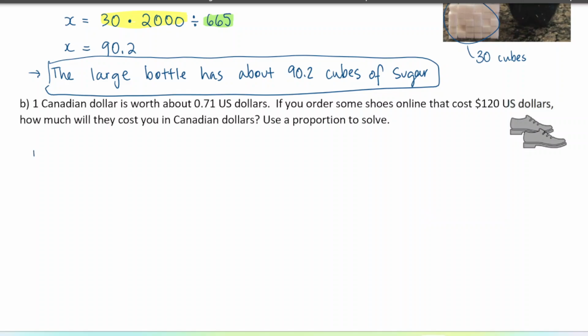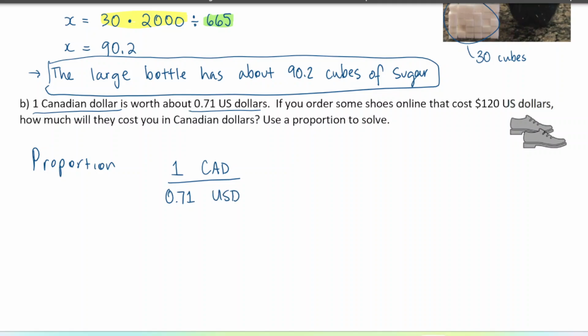So let's set up our proportion. We're told that 1 Canadian dollar is 0.71 US dollars. So let's write that down as a rate. Canadian dollar, you can abbreviate it CAD. Actually, I think it's often just all capitals. Yeah, that looks right. Canadian dollar. And then it's worth 0.71 USD, US dollars.